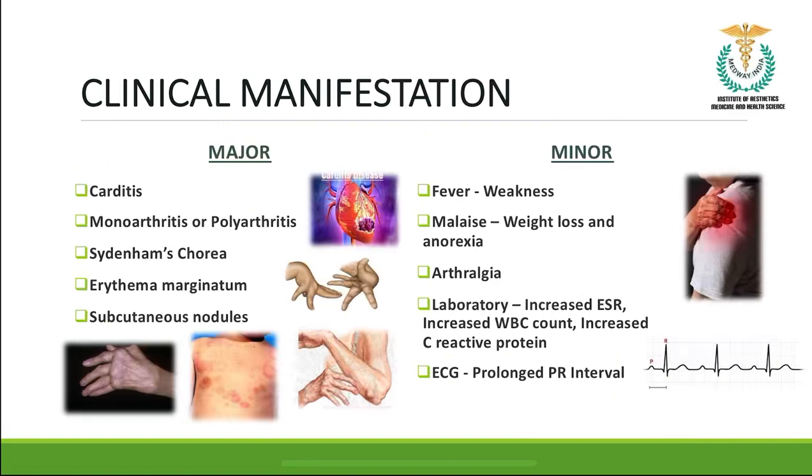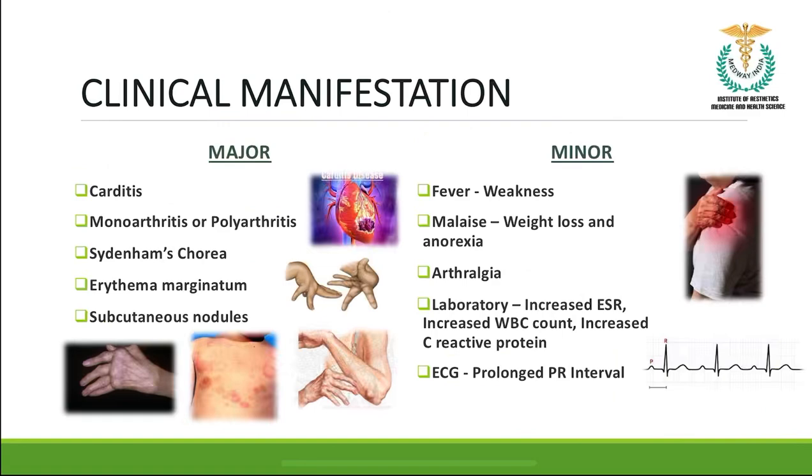Coming to erythema marginatum. Erythema marginatum is a skin condition which affects the arms, trunk, and legs. It is non-pruritic, so there is no itching present, and it is a macular rash. It is one of the major diagnostic criteria of acute rheumatic fever. So in acute rheumatic fever also, the individual may have this skin condition called erythema marginatum. Subcutaneous nodules.